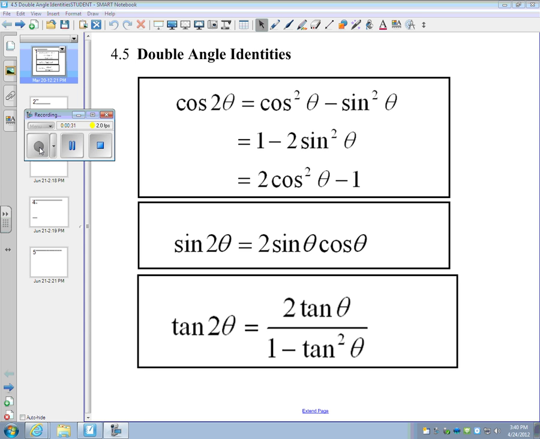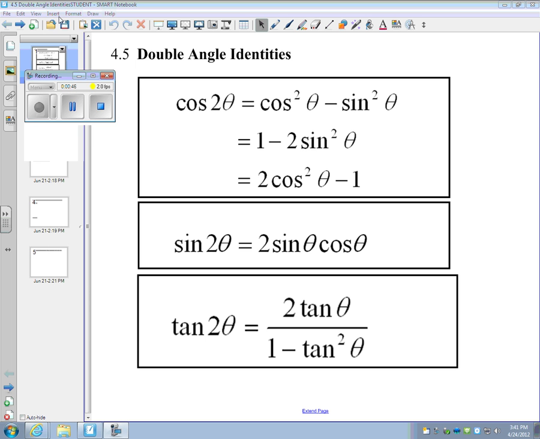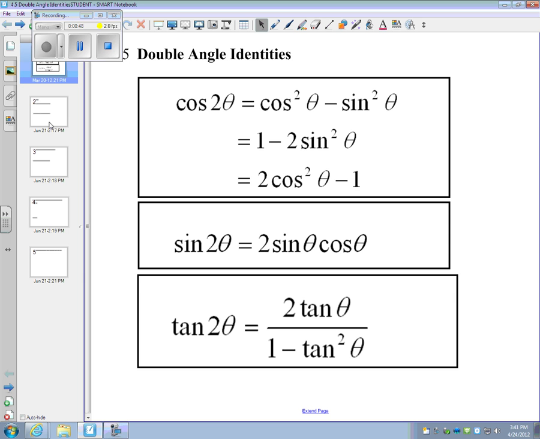Sine 2 times 30, or sine of 60, would also equal twice the sine of 30 times cos of 30. Tan of 60 would then be 2 tan 30 over 1 minus tan squared 30. So just some identities to work with there. Okay, types of questions you will see.